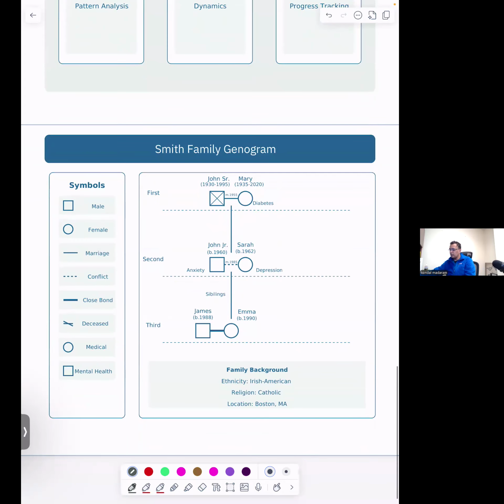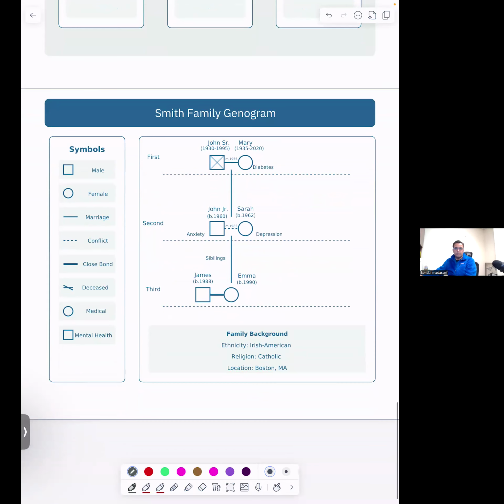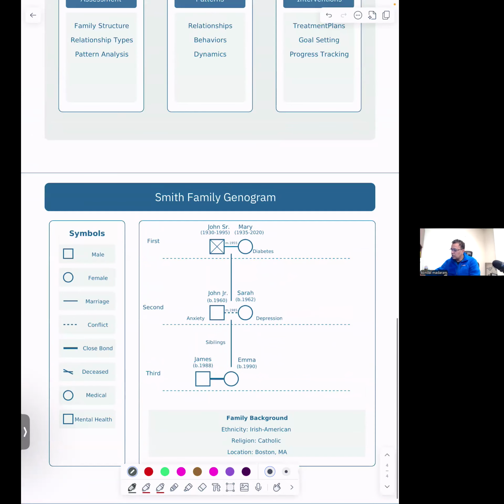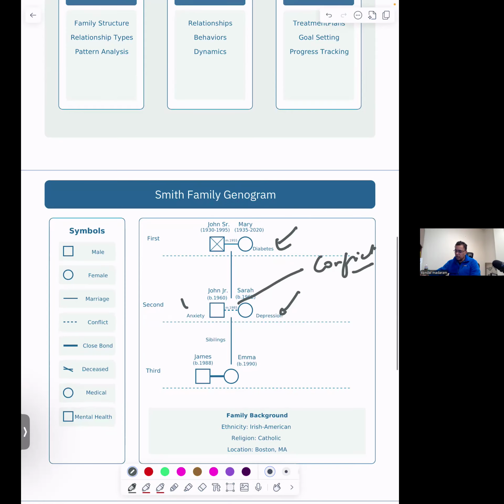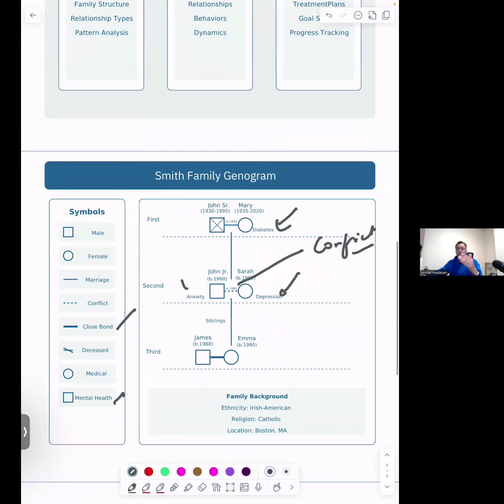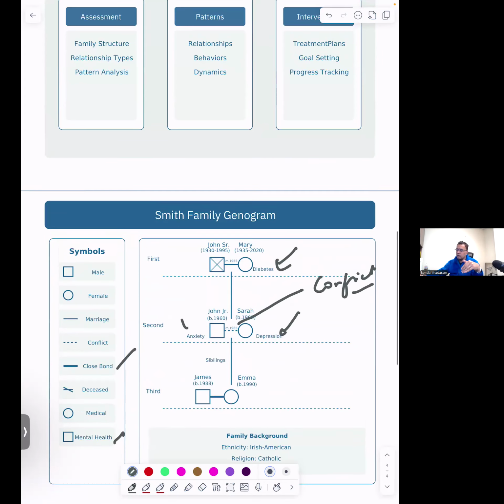So, for example, if you look at this genogram, you see that there is diabetes here, there is depression, anxiety, showing how there is a genetic component playing a role. In the same way, a dotted line represents a conflict. And you can use these lines for a close bond and mental health challenges or something. But the genogram gives you an idea about how the dynamic is playing out in the family.